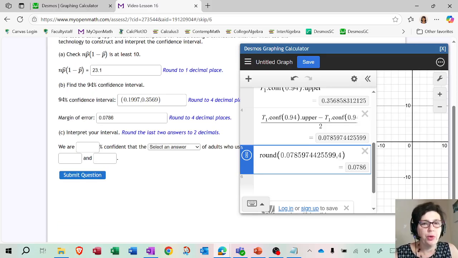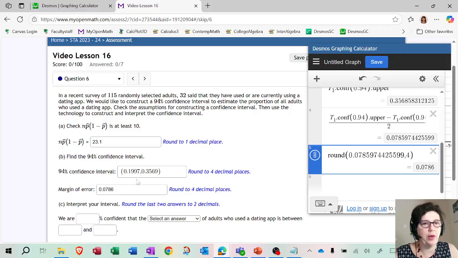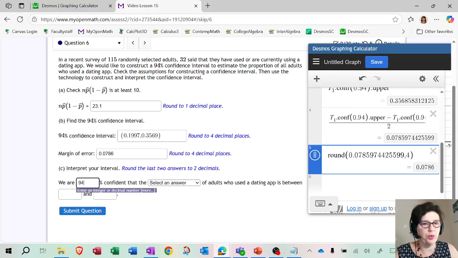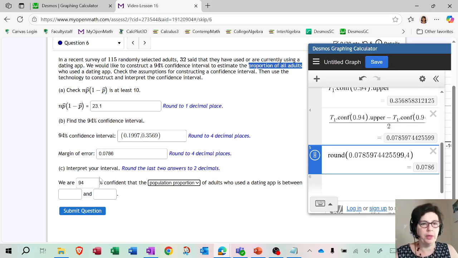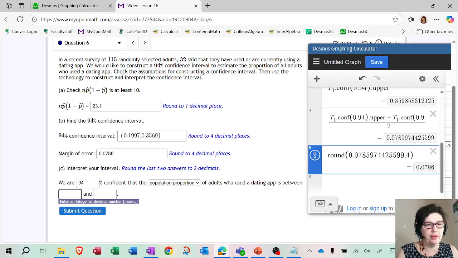Okay, so now in terms of the interpretation, we're going to say we are, of course, 94% confident that, okay, so here the favorite mistake of all people, you are estimating the proportion of all adults, which means this is population proportion. Okay, and we're going to put the numbers. Now it says 2 decimal places and we rounded to 4, so we're going to have to round again, but I'm just going to round in my head. So that would be 0.2 and this one would be 0.36, right? And so let's compute that.